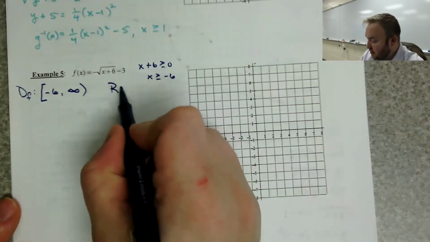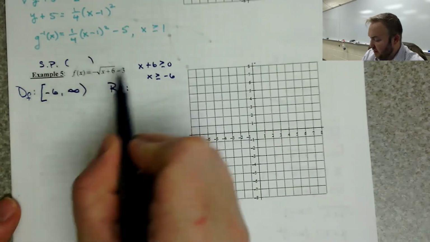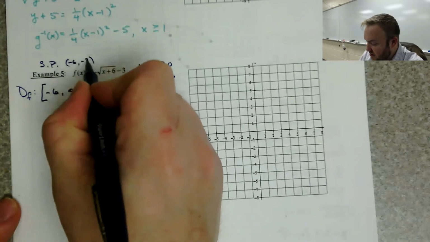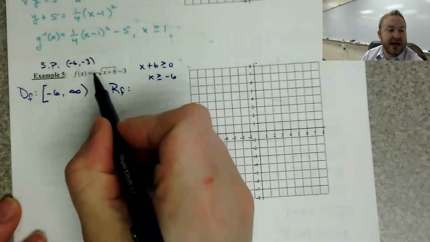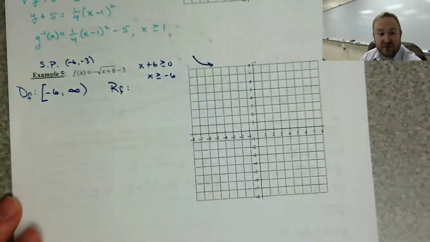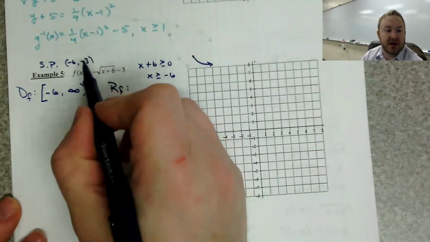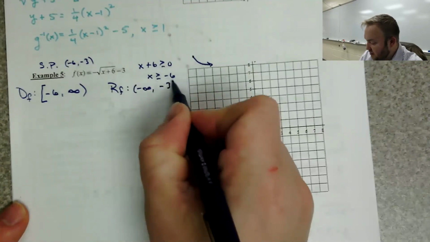For the range of f, let's see, I know my starting point here. I'm going left 6 and down 3, so that would be (-6, -3). The y-coordinate is -3. Because of the negative coefficient here, that means my graph is going to be the bottom half of the parabola. So these points are all going to have y-coordinates that are less than or equal to -3. So I'll say -∞ to -3.